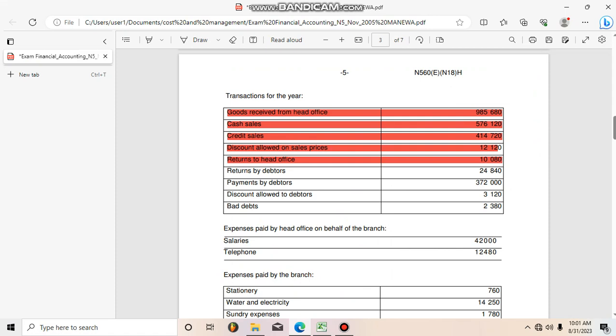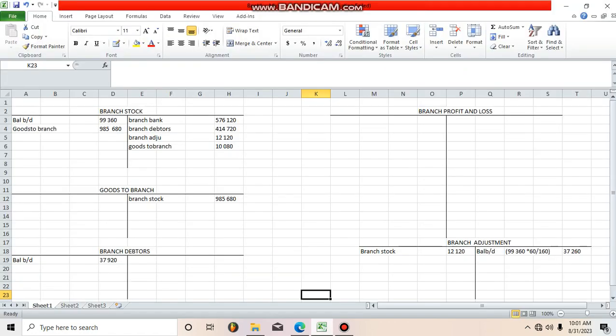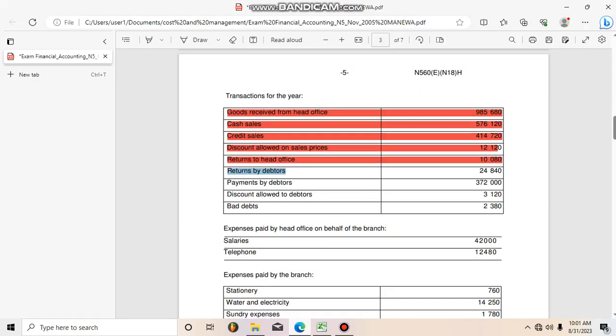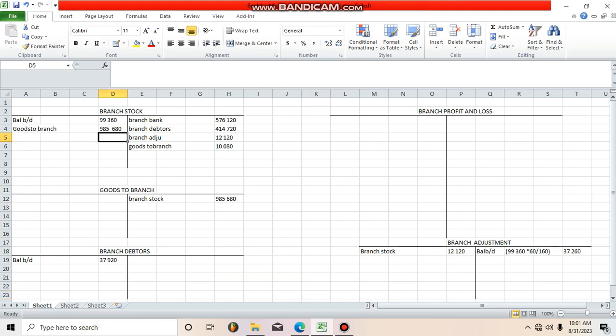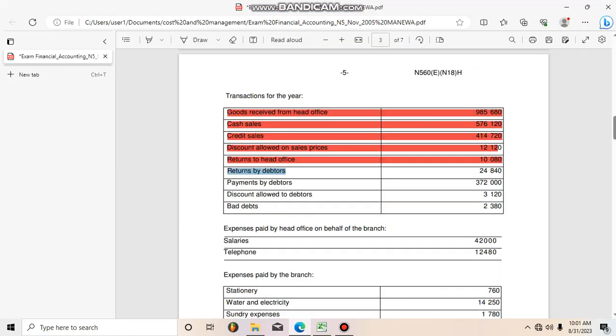Right, so the returns by debtors. This time debtors return goods, so which means automatically the goods is going to increase by that amount of 24,840. So we received goods in the head office from the debtors, because the debtors returned goods, right? You can write branch debtors. Because you have the T account for branch debtors, here we're going to have the branch stock at that amount of 24,840. Okay, so we are done.